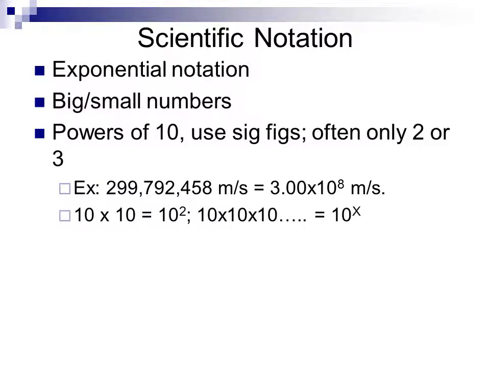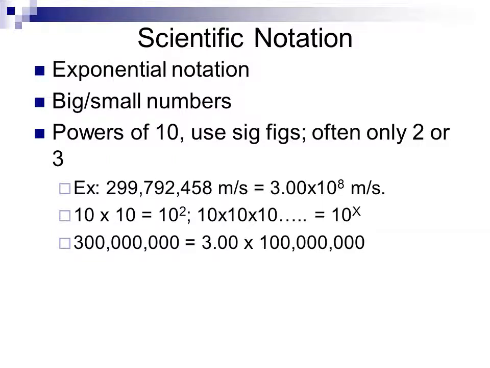When we're considering how this works, consider that the number 10 times 10, which is 100, is represented as 10 to the second, right? 10 times 10 is 10 squared, or 10 to the 2. 10 times 10 times 10, x number of times, would be 10 to the x. If I had 10 to the third, that would be 10 times 10 times 10. 10 to the fourth, 10 times 10 times 10 times 10, and so on.